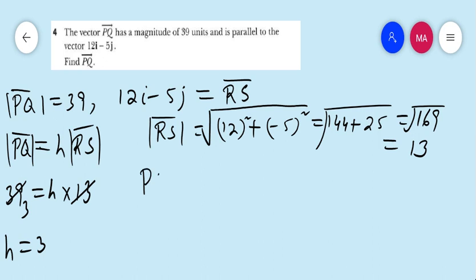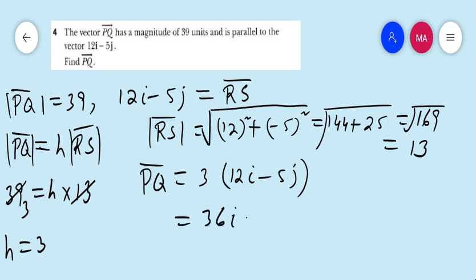Therefore the PQ vector is h, which is 3, multiplied by the RS vector, 12i minus 5j. 12 threes are 36i, 3 fives are 15j. So 36i minus 15j is our final answer. Move to question number 5.